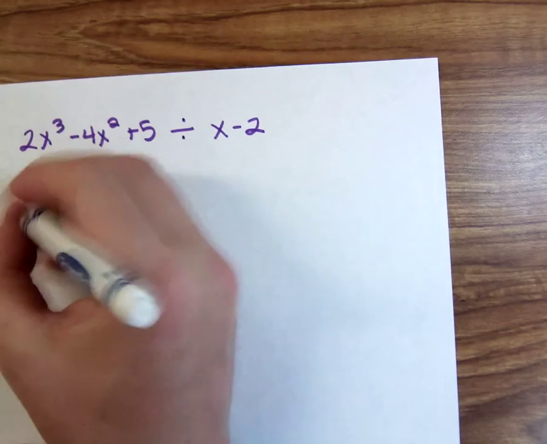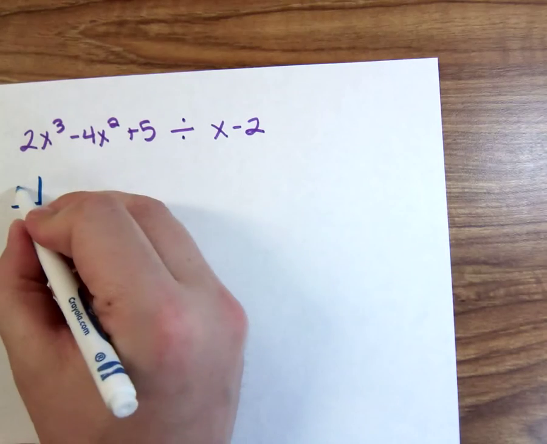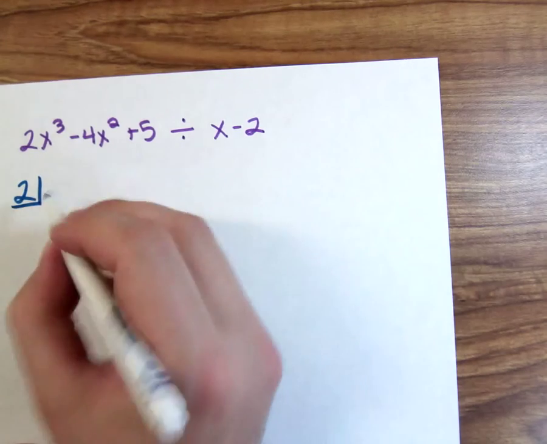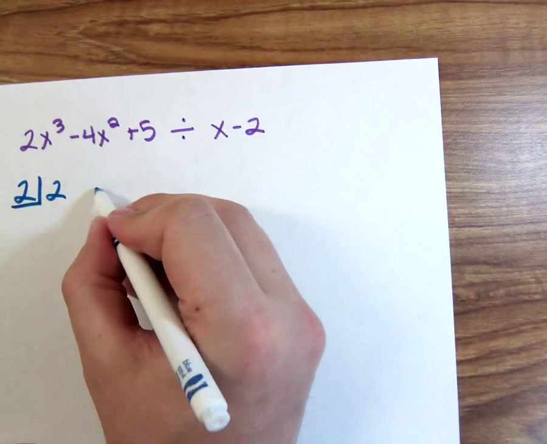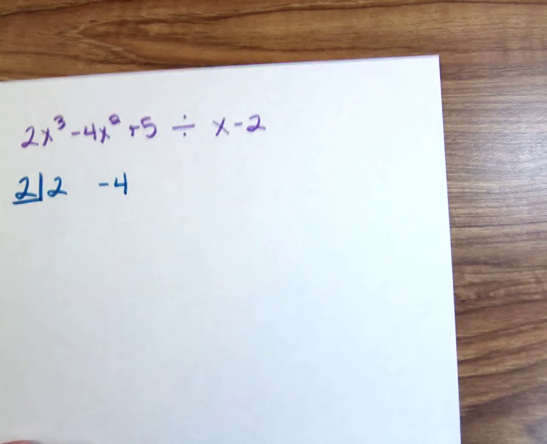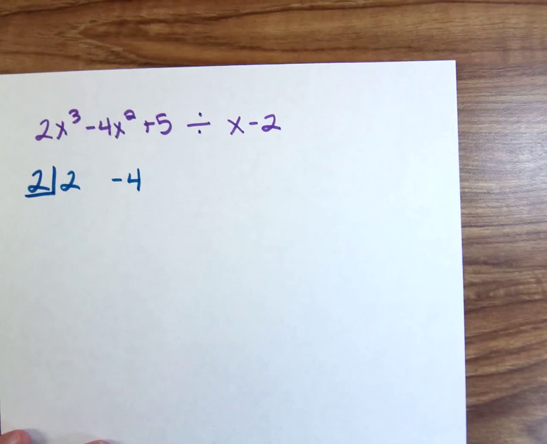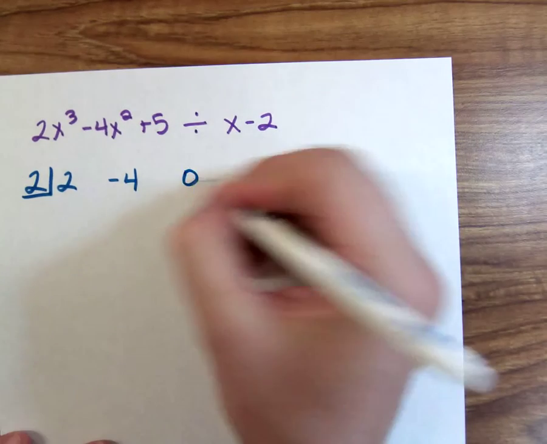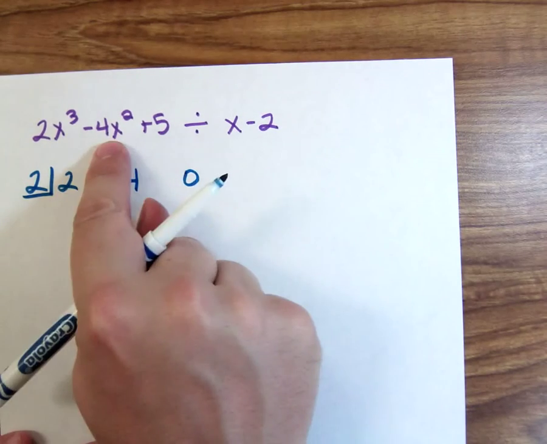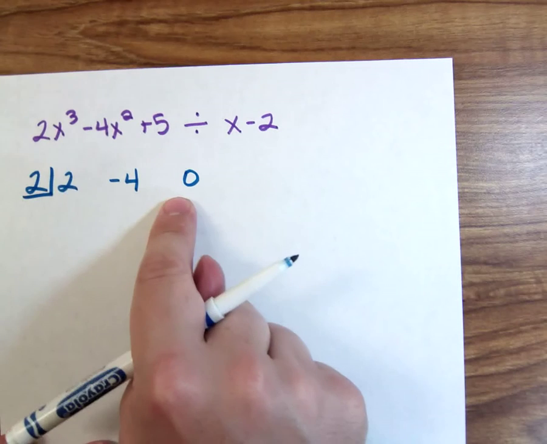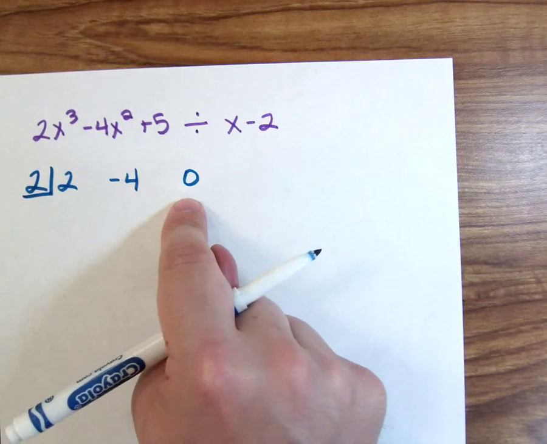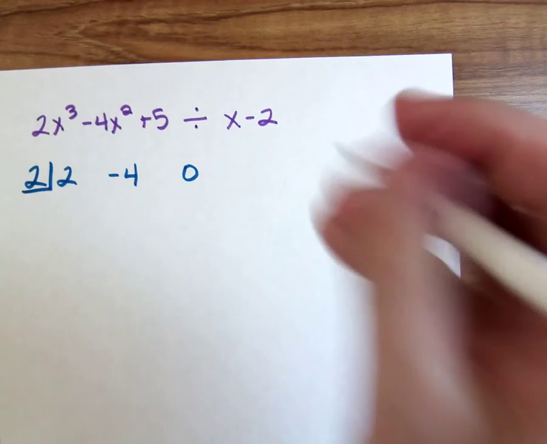So inside my little synthetic division shack is going to be the 2. We'll do 2, negative 4. Really? I'm missing something. I'm missing the x. So 0 for the x. So you have x squared and a number but no x. Just like long division, got to have that placeholder there. Okay, put that in there. And then 5. Cool.